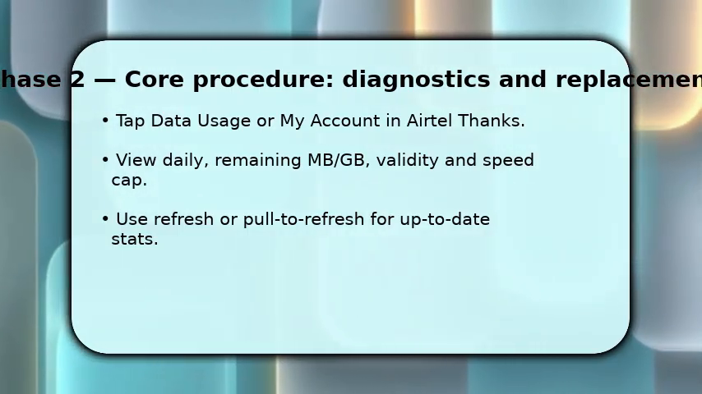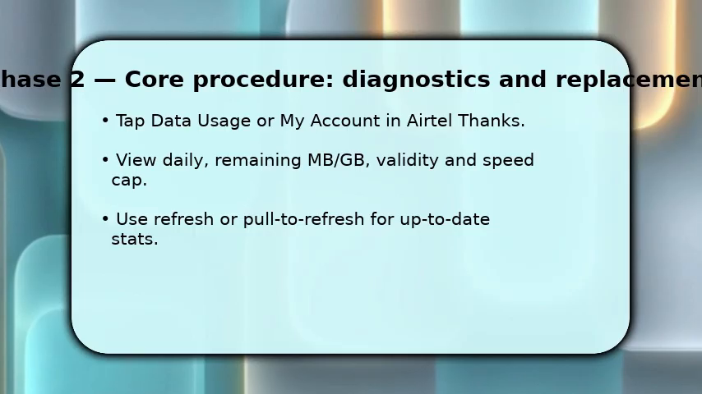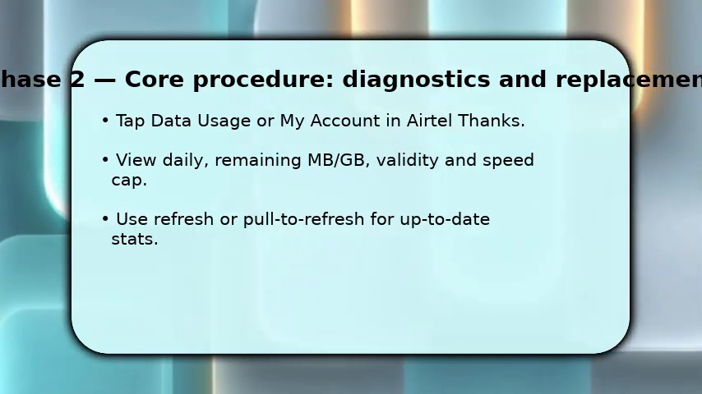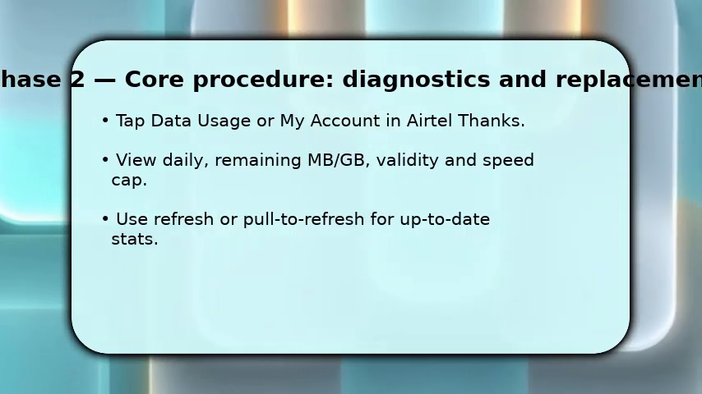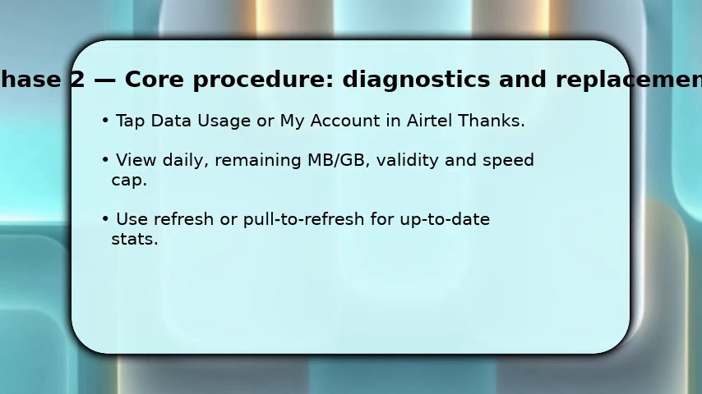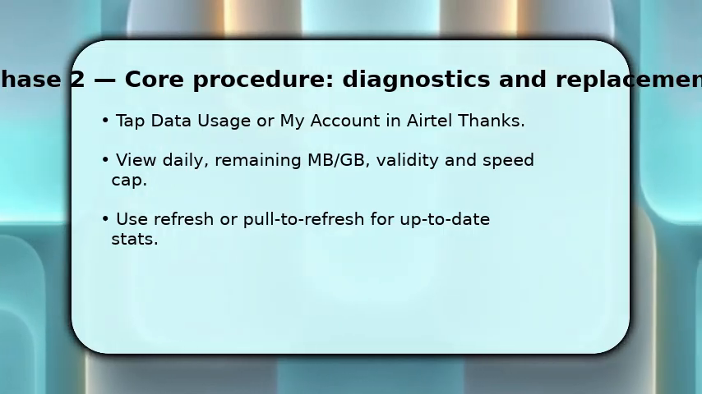If you want hourly detail, open usage details or session history to see time and amount per session. Make sure to pull to refresh or hit the refresh icon. The app caches info, so refreshing gives you the true, current numbers right away.